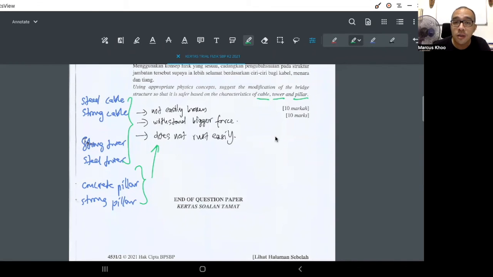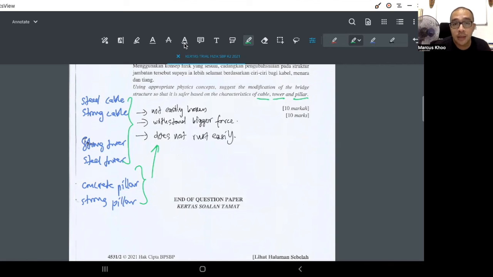Oh, I heard wrongly. Okay, except that you cannot say a concrete pillar does not rust easily. Steel pillar, steel tower, steel cable, then you can talk about rust. But if you're going to say strong, then just say not easily broken, can withstand bigger force. You can change the whole thing around.